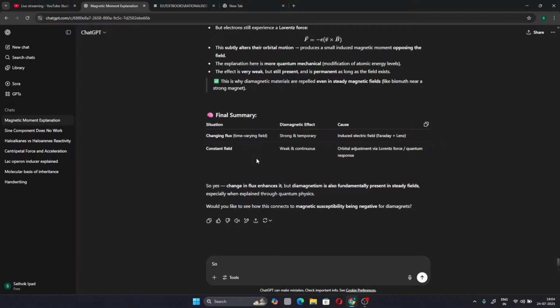So if I had to give a summary: when there is an external magnetic field applied on a material, on a diamagnetic material, there will be a Lorentz force acting on moving electrons.